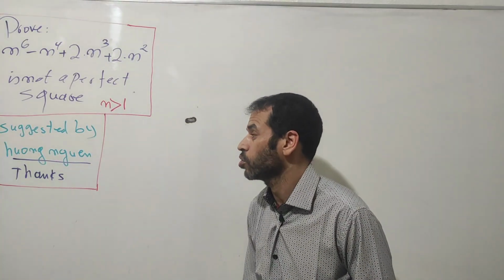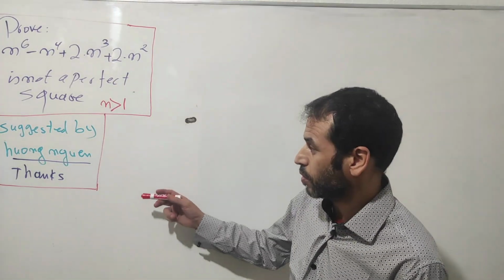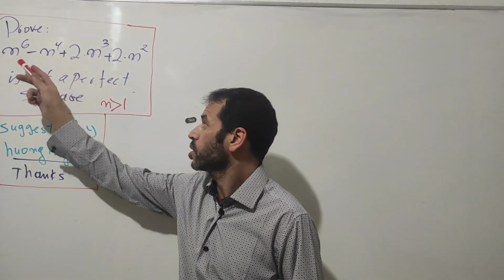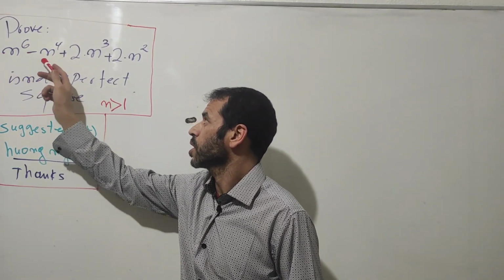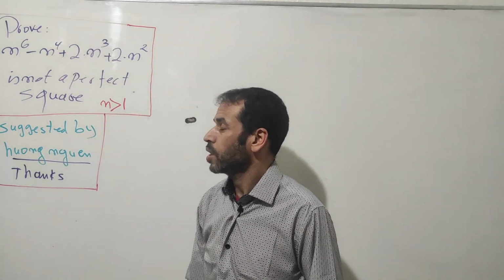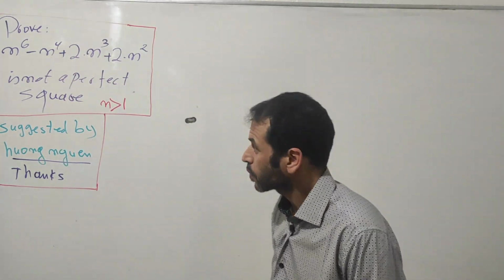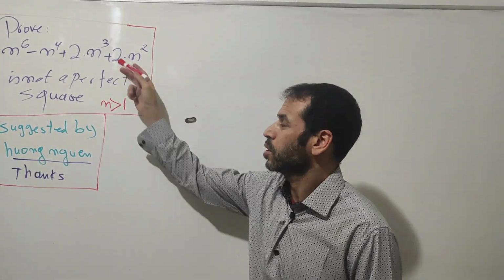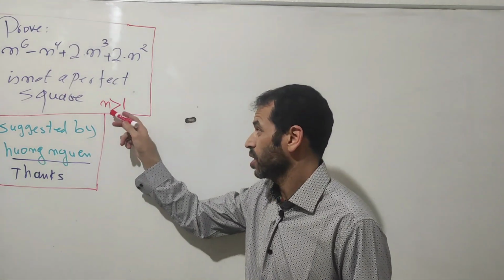In today's video, I would like to introduce you to a very nice problem that was suggested by a viewer. So here is the following setup. Our goal is to prove this statement: n to the 6 minus n to the 4th plus twice n cubed plus twice n squared is not a perfect square, for all n strictly superior to 1. If n equals 1, it will be a perfect square. That's why it gave us this condition.